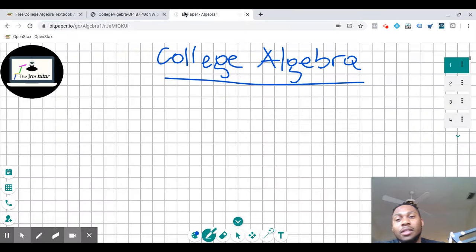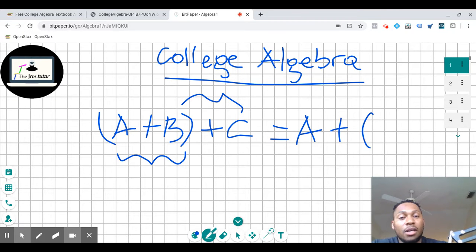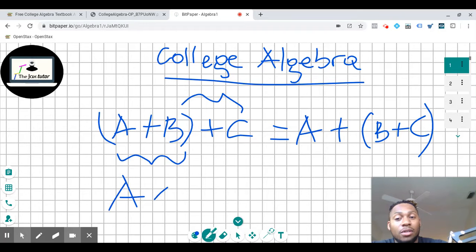So the associative property. First of all, let me show you what the associative property is. For addition, let's say you have (A + B) + C. It's also equal to, you see how you group the A and the B, you can also group the B and the C and leave the A by itself. So it's equal to A + (B + C). Now addition and also multiplication too, you can do the same thing in multiplication. And I'll give you an example in a little bit so you can understand what I mean.